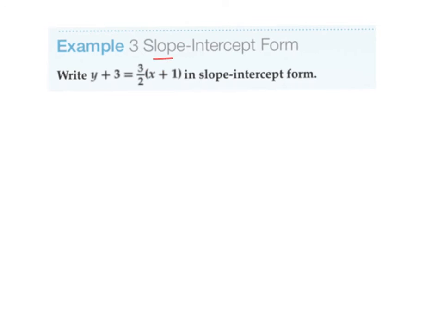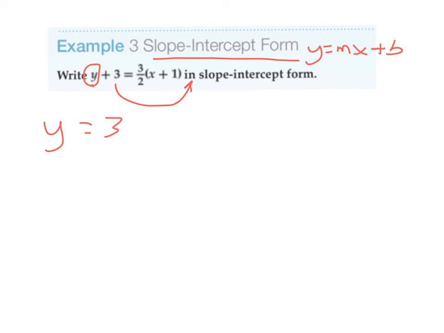Now we want to write in slope-intercept form. So we have y equals mx plus b. In this form, it's the y all by itself. So we have a y, but it's not by itself. To get it by itself, all we have to do is move this 3 over here. So when I change sides, I get a -3.